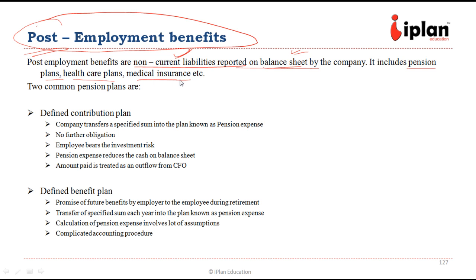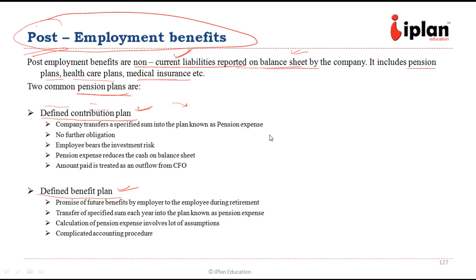There are two broad types of pension plans. One is defined contribution, another is defined benefit plan. Under defined contribution plan, the company provides a fixed defined contribution to a fund periodically, and in the end that fund is used to pay for these post-employment benefits. So all the risk associated with the fund has to be taken by the employees themselves.